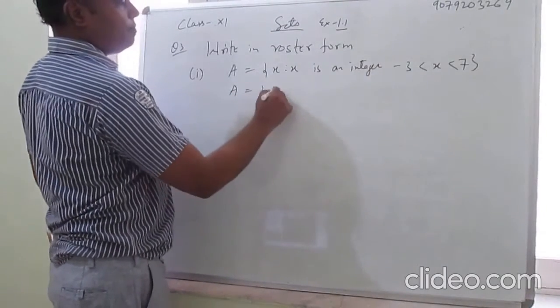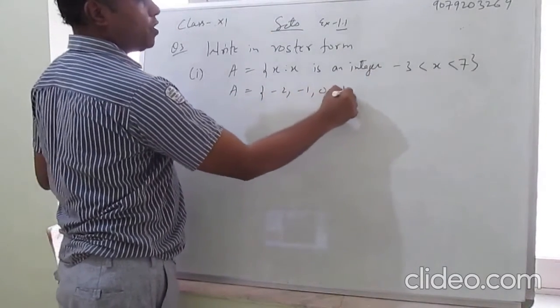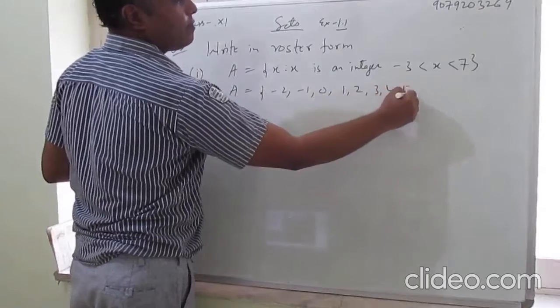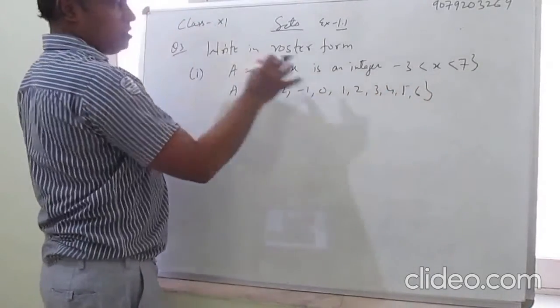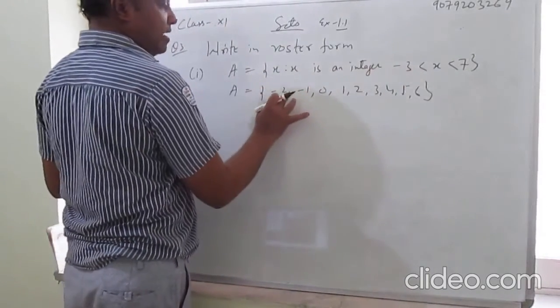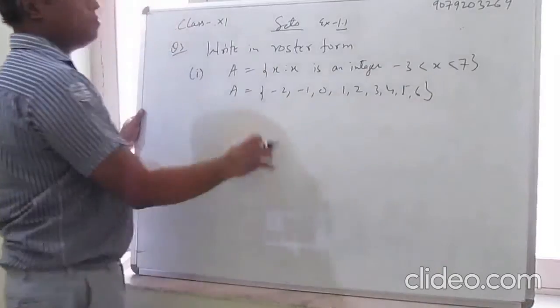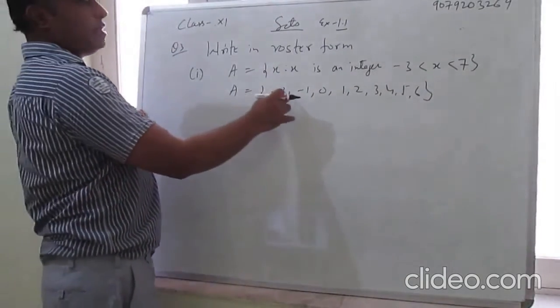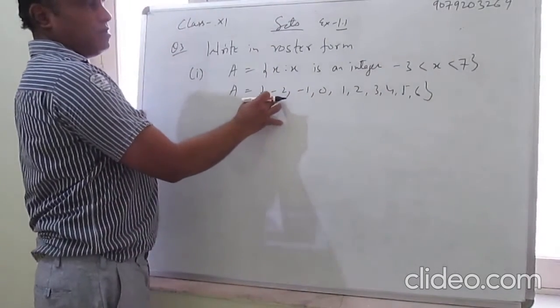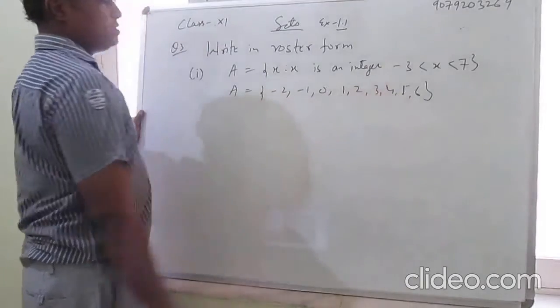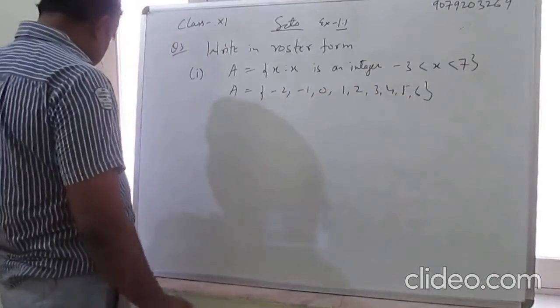Greater than -3: -2, -1, 0, 1, 2, 3, 4, 5. So this property we can write by the elements separated by commas. These are the integers greater than -3 and less than 6. I will take another example.